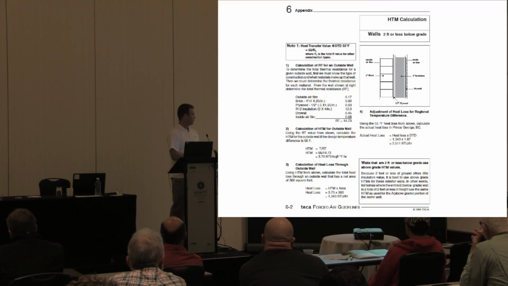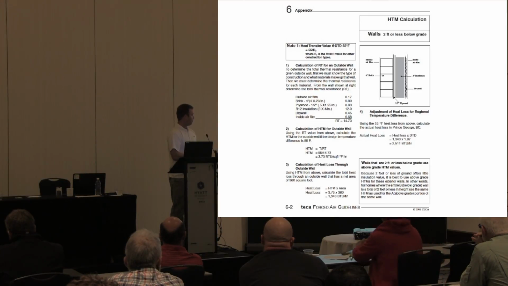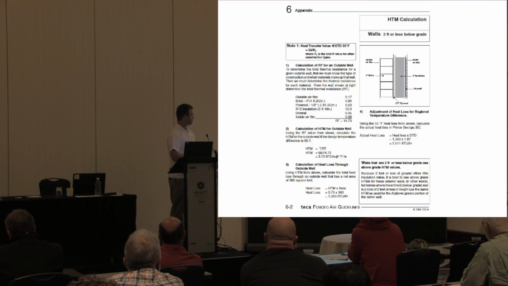We're allowed to add 0.17. And in this case, it's a brick house, which is fine. So we have a 4-inch brick, so we're going to do 4 times 0.2 per inch, which adds another 0.8. And then we have the 1/2-inch plywood on the side of the house, at 1.25 per inch, so it's 0.63.